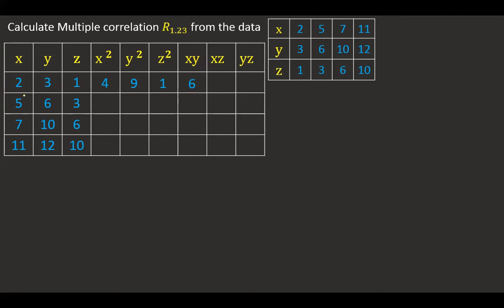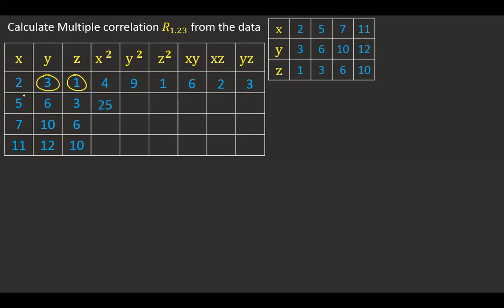Now, what is next one? X and Z. So 2 into 1, I'm going to multiply. I'll write it in XZ. Then what I'm going to do it, Y and Z. Now Y is 3, Z is 1. So I'm going to multiply and write it. This is how the first row is finished. So similarly, all the numbers, you can follow the same method.